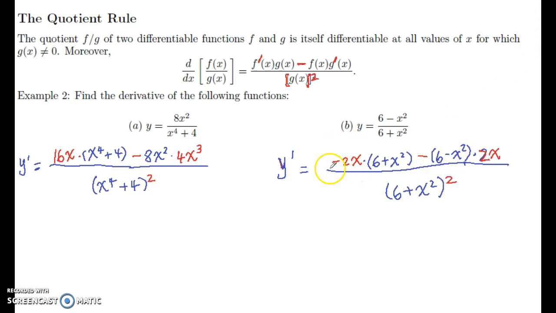Again, you make sure you take the derivative in the correct spot, for the correct function, connect them with a negative sign and square the denominator.